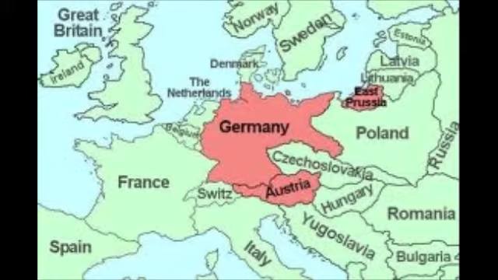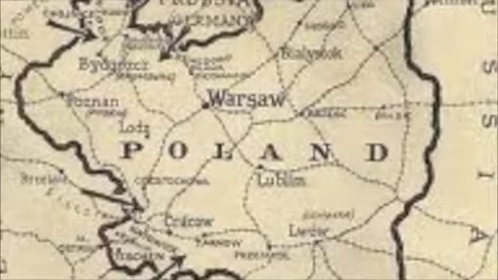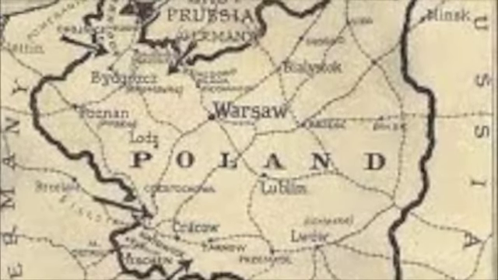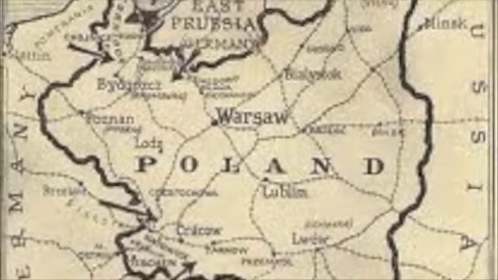Now Poland was at risk. France and Britain promised to take action if Poland was attacked. On September 1, 1939, Hitler invaded Poland, which triggered the start of World War II.